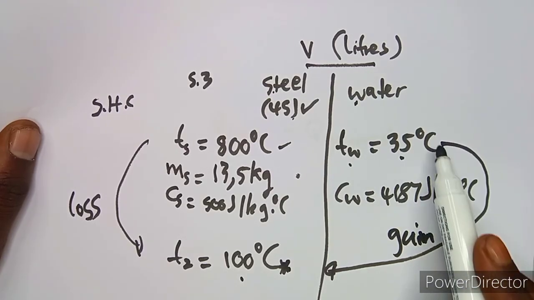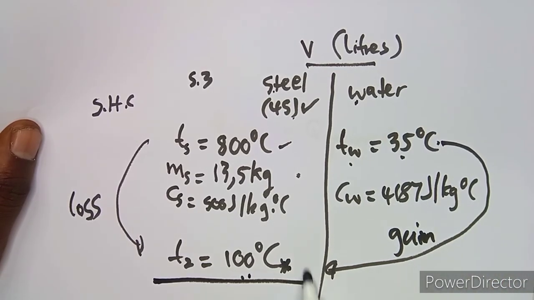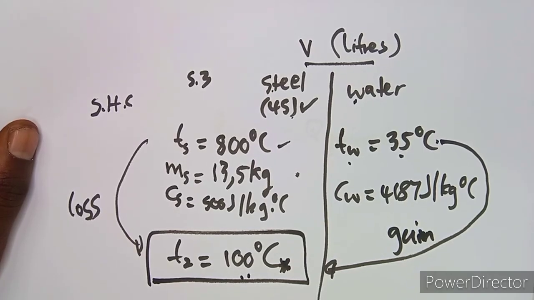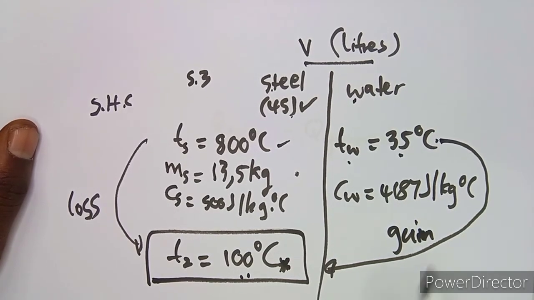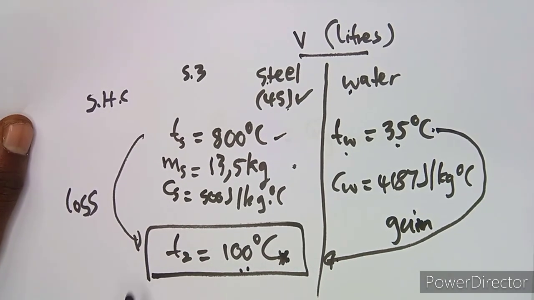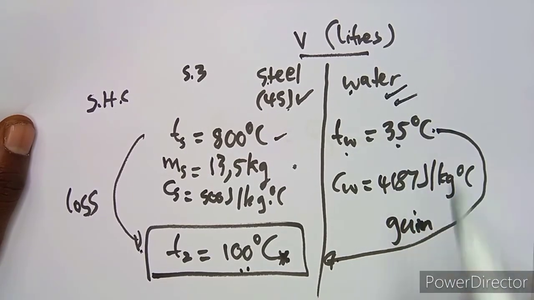So here it gained from 35, it increased to 100, because this is the final temperature of the system for water and steel at the same time. So water increased while the steel lost. So the heat lost is from the steel, the heat gained is for the water.